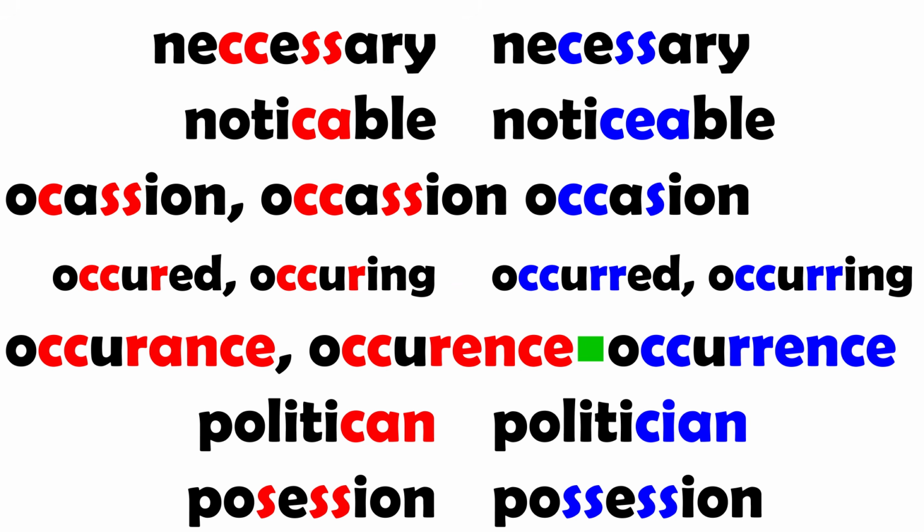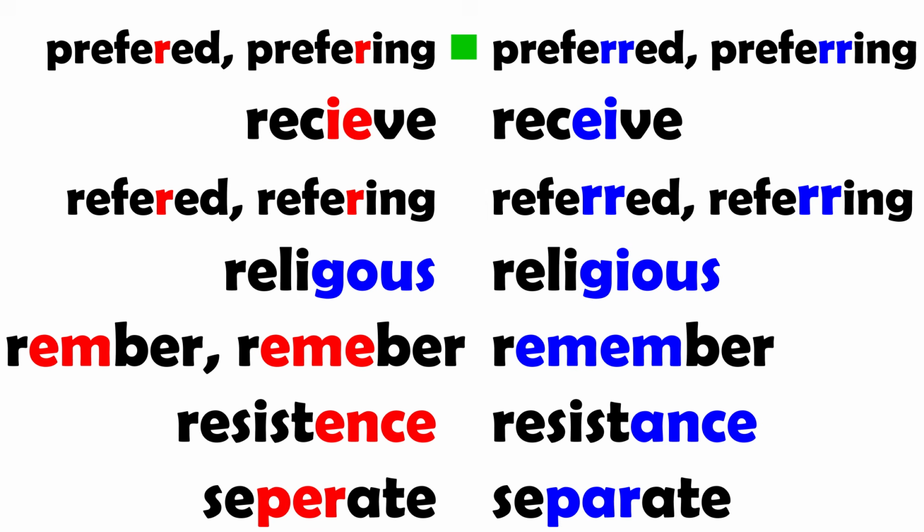Occurrence. 2 C's, 2 R's. E-N-C-E, not A-N-C-E. Politician. Politician ends with C-I-A-N. Possession has 2 S's. Preferred. Preferring. 2 R's. Receive. The correct spelling of receive has E before I. Referred. Referring. Remember to put 2 R's.